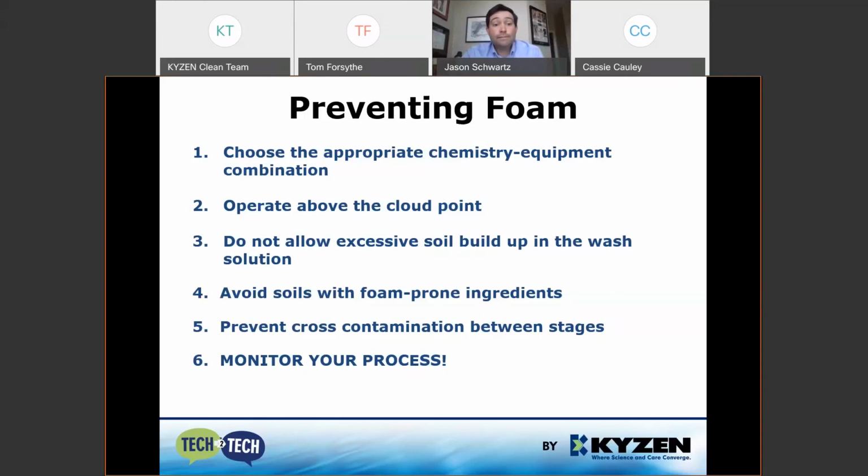The easiest way to do all of this is just to monitor your process. Like any process, the better you understand the variables that enter into it: time, temperature, concentration, and cleaning chemical choice, the better off you're going to be in understanding the process and preventing foam.